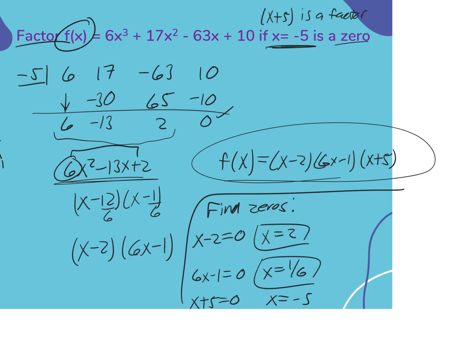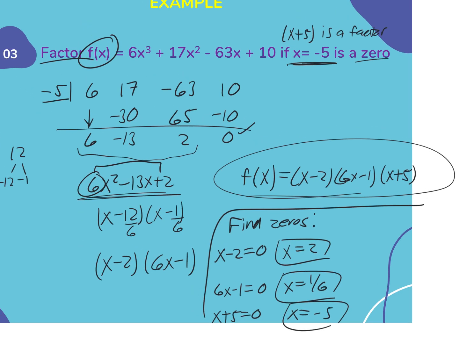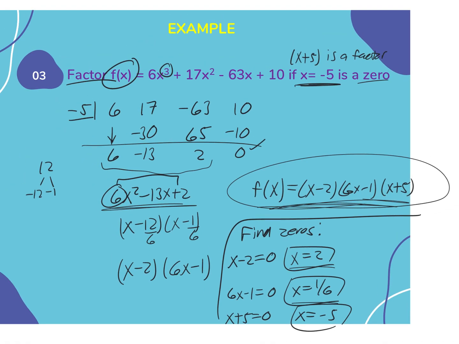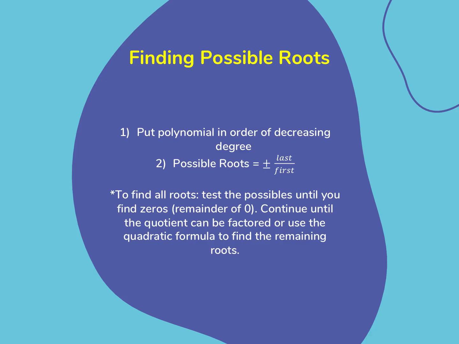So then I get 3 zeros here, which is consistent with our highest degree. If you remember way back, the highest exponent should tell you the amount of solutions that you should get. So we do get 3 answers here. And similarly, we get 3 factors here. So that's our polynomial in factored form, and those are the zeros.